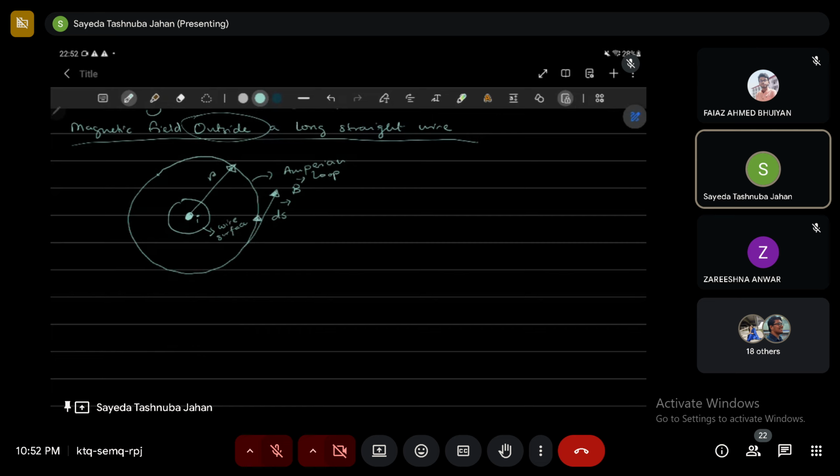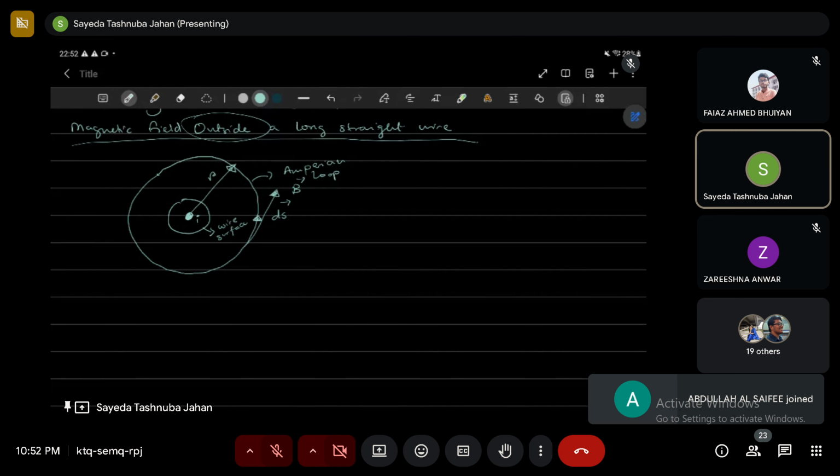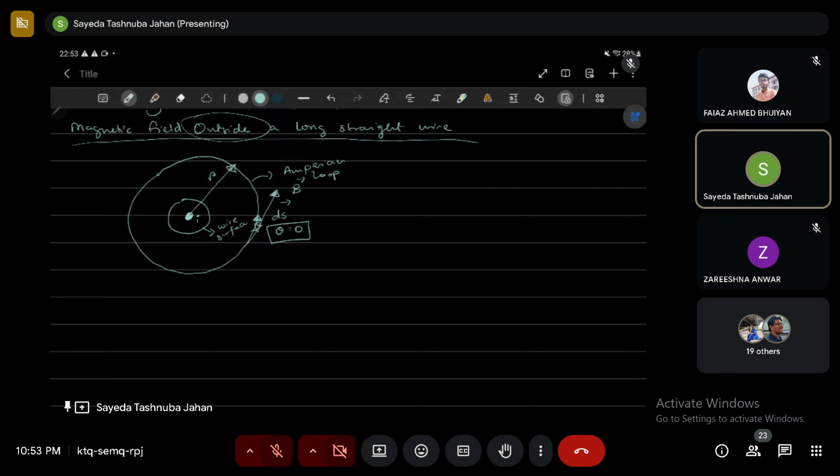So therefore the magnetic field is in the same direction as ds. So in that case, of course, the angle between ds and B is 0. So theta equals 0 because they're both in the same direction. And in this case, if I use Ampere's law, which I will write down over here, the dot product becomes cos theta, and theta is equal to 0, so I can write this as B ds, right?